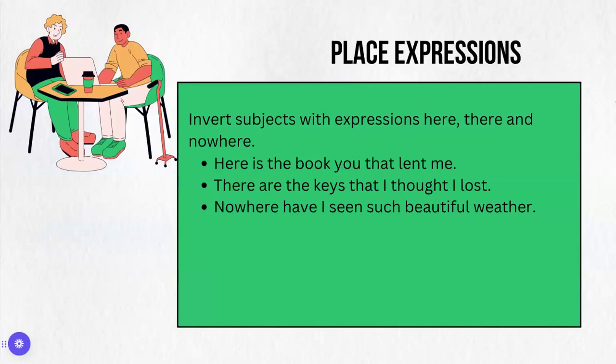Another case in which subjects and verbs are inverted is with place expressions. And the specific expressions that we're gonna use are here, there, and nowhere. Like, here is the book that you lent me. There are the keys that I thought I lost. Nowhere have I seen such beautiful weather.